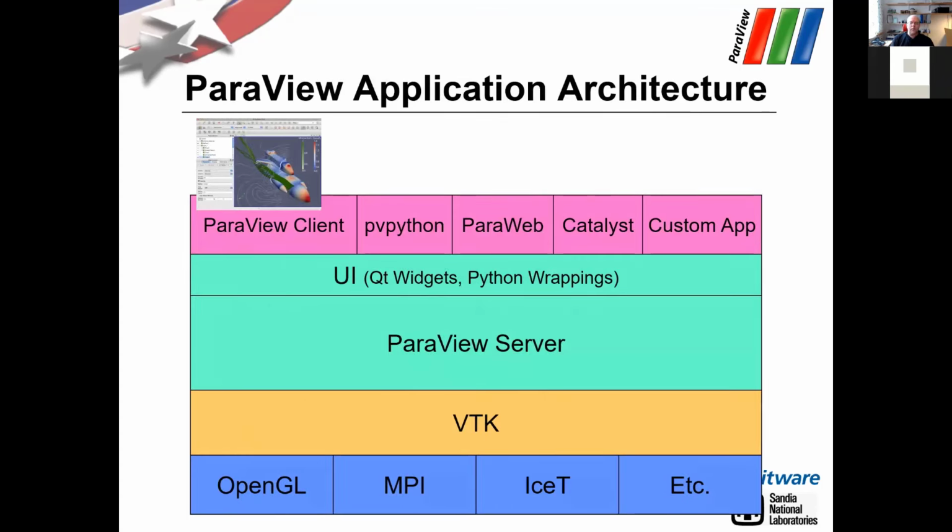This is a view of the architecture. If you go from the bottom here, it uses OpenGL, which is a graphics library that is used for hardware accelerated graphics. It uses MPI for parallel computing. IST, I don't really know what it is, but it uses a lot of the high performance libraries underneath.